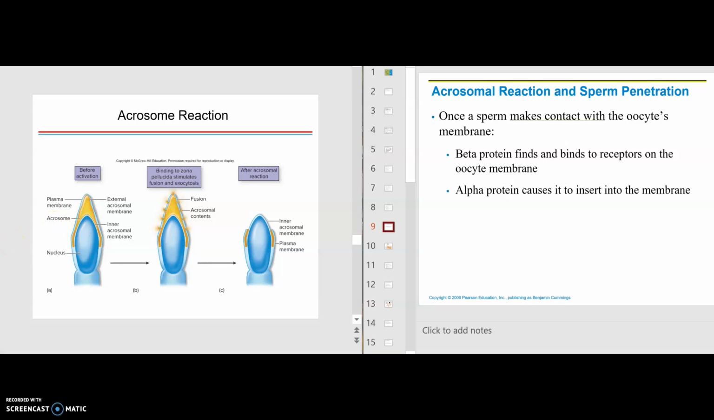Okay. So what will happen is before activation, here's what it looks like. Then when this head binds to the zona pellucida around the oocyte in metaphase 2, there's fusion and exocytosis. What will happen is it will bind, then this membrane will undergo exocytosis, and so after, the acrosome, you see it's not there anymore.